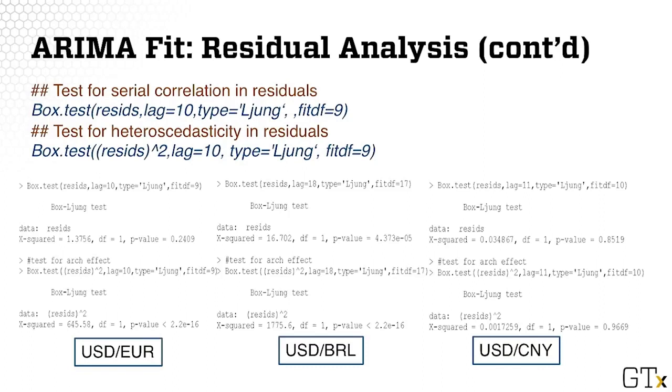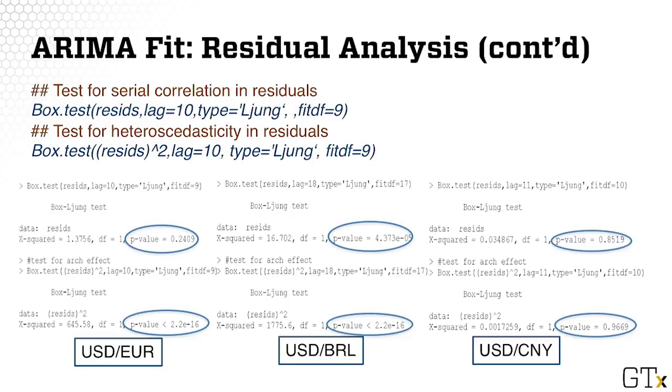These inputs will be different for the other two currencies since the ARMA models fitted for the other two currencies have different orders. The p-values for the serial correlation are large for Euro and Chinese yuan, indicating no serial correlation, but it is small for the Brazilian real.